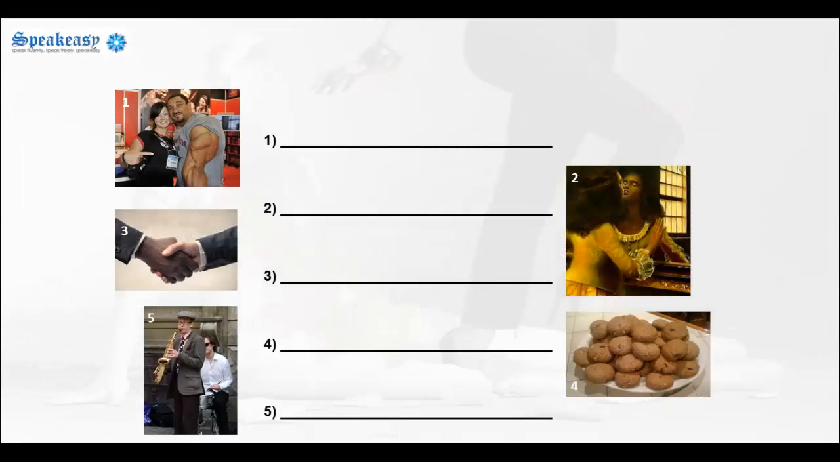Okay, so now let's try and use what we've learned to make some complete sentences. Use the pictures for inspiration to make short but complete sentences.